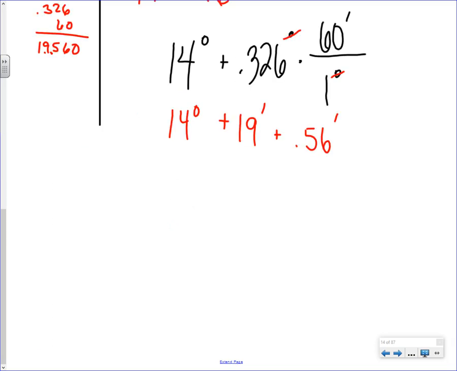And now what am I going to do to get rid of the minutes and get into seconds? Yeah, multiply by 60 over 1. You can only do 60, right? Because I already have minutes. So now I'm going to seconds. So I can go ahead and get rid of the minutes. And what's 0.56 times 60? Someone's already there, right?